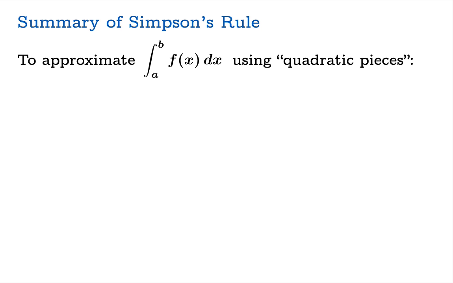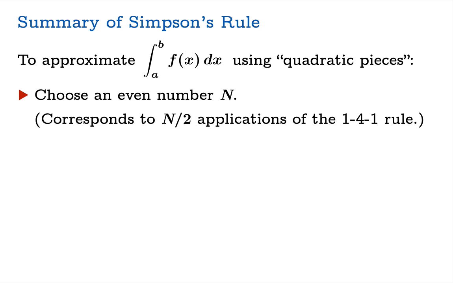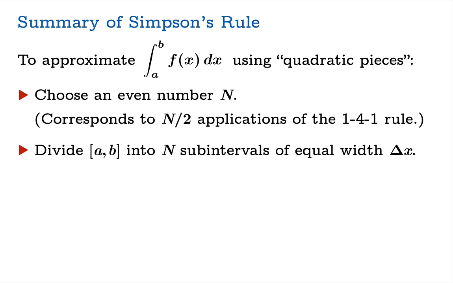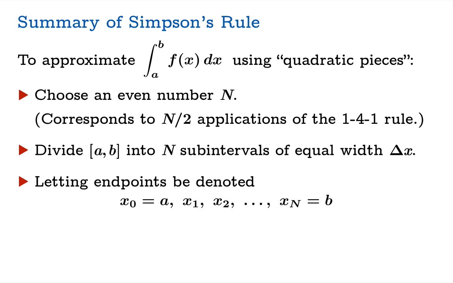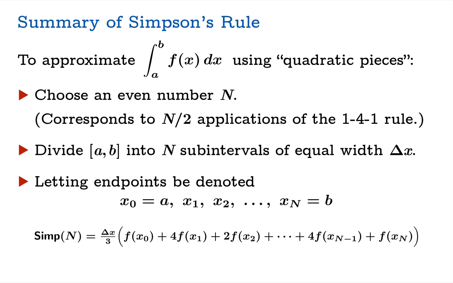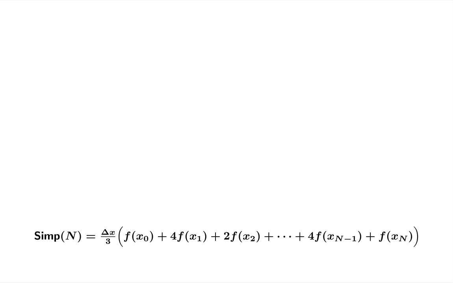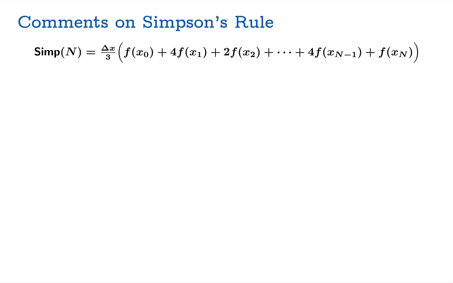So let's think about Simpson's rule in summary. To approximate a definite integral using quadratic pieces, you might choose an even number, n, and that choice corresponds to applying the 1-4-1 rule half that many times. Divide the interval into n subintervals of equal width delta x. Label your endpoints, and then look at this expression. Now, a few comments are in order.